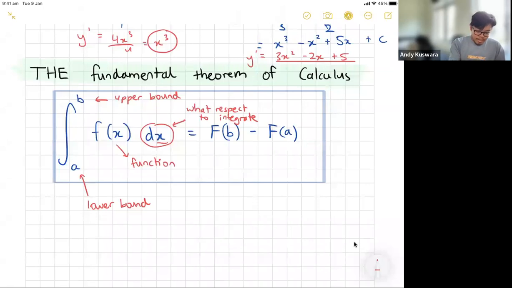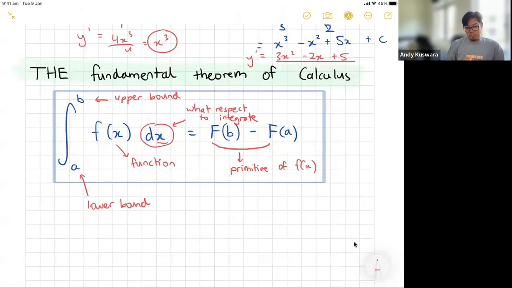Now, capital F, that's another way to say the primitive of lowercase f of x. So if it's big capital F, it means we've done the primitive. And again, we can see the b and the a, we just substitute those in. So that there is the fundamental theorem of calculus. If you integrate f of x between a and b, we'll get the primitive, substitute in b, take away the primitive with the substitution of a.